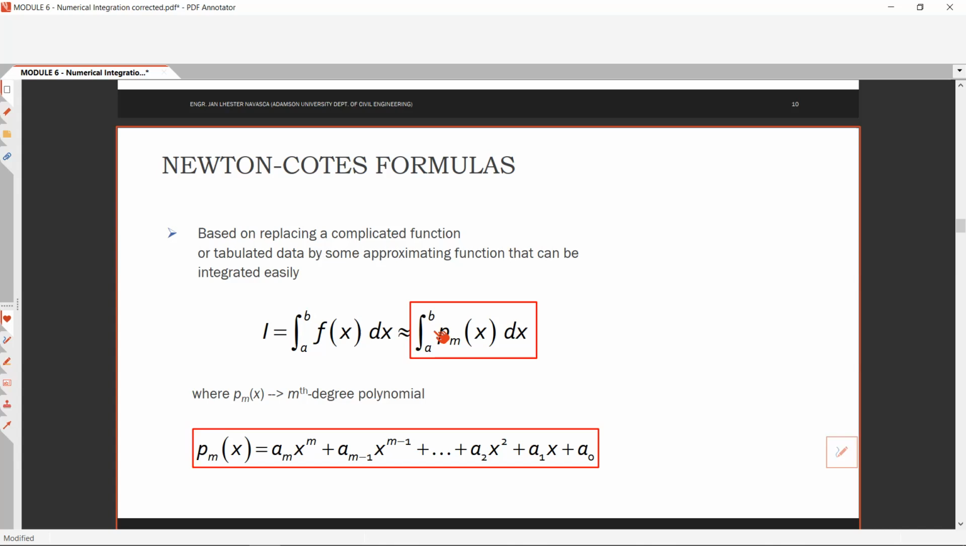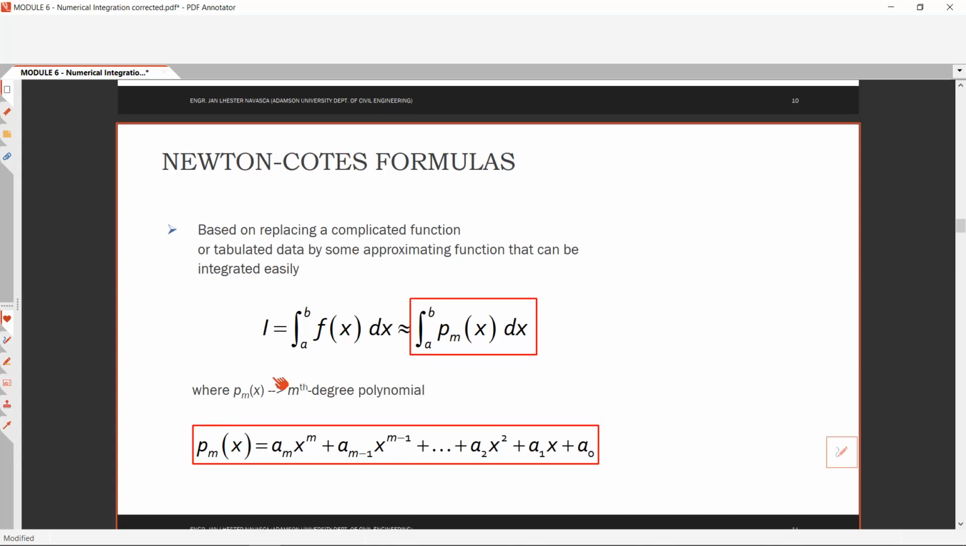It is easier to integrate a polynomial function, right? Let's say x raised to n. The integral of x raised to n is just x raised to n plus 1 over n plus 1. So what the Newton-Cotes formulas do is replace the function with this form. Basically, that is all it does.